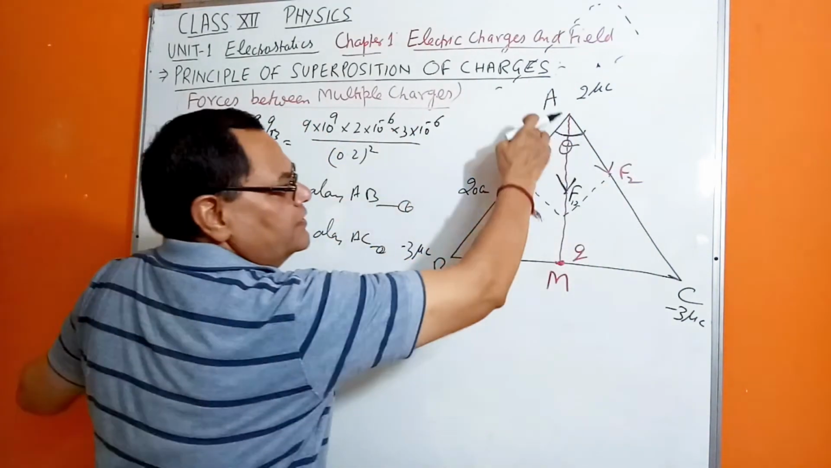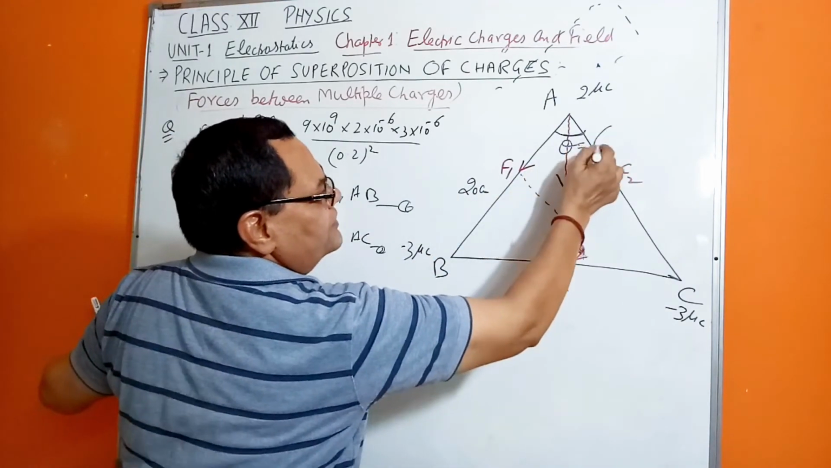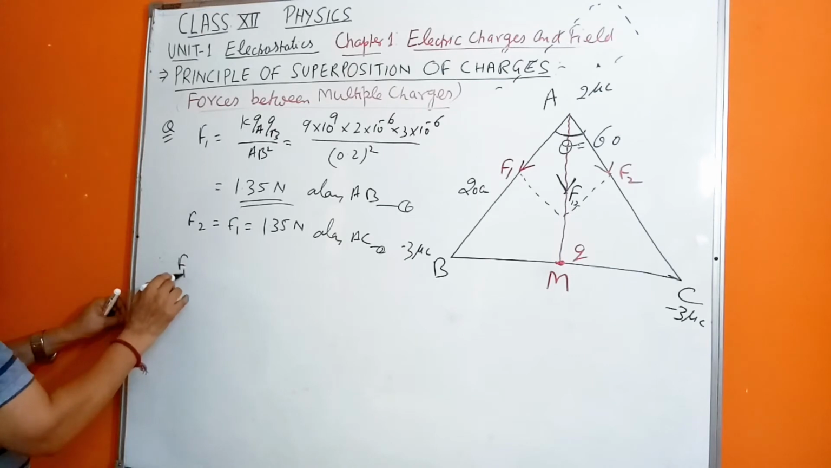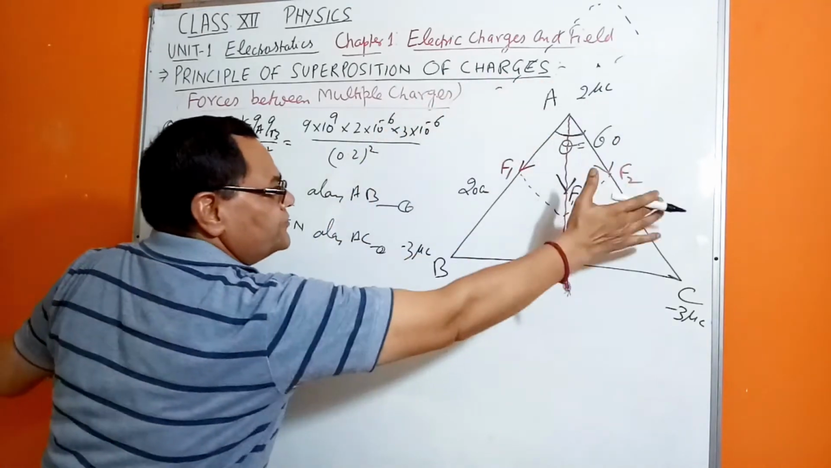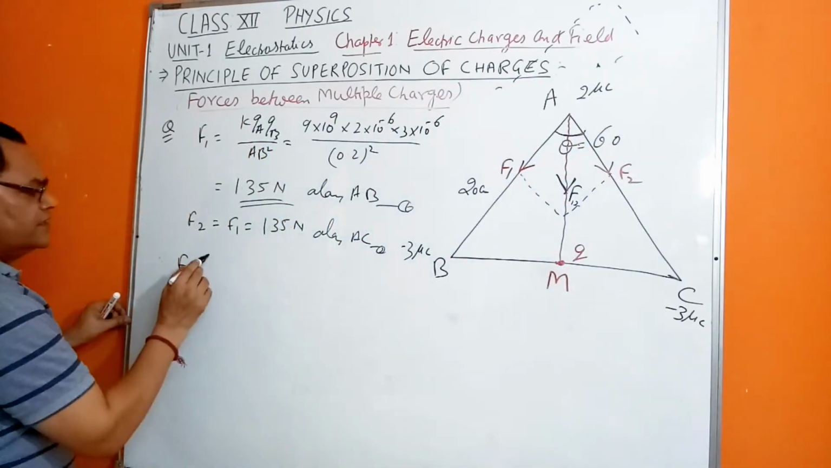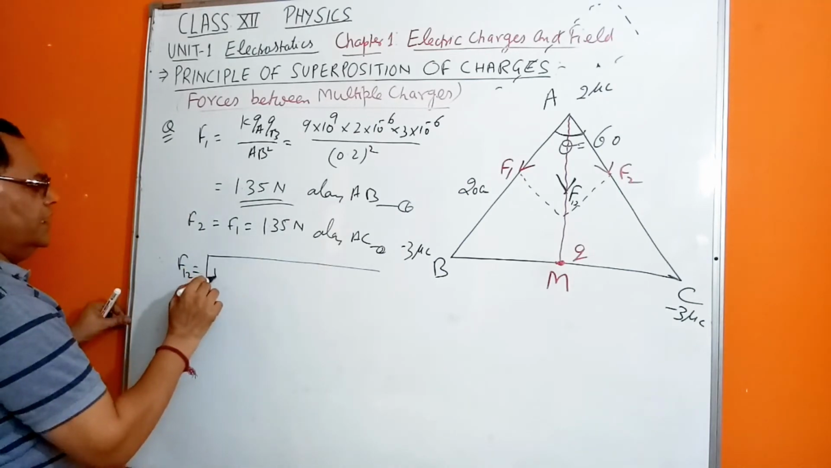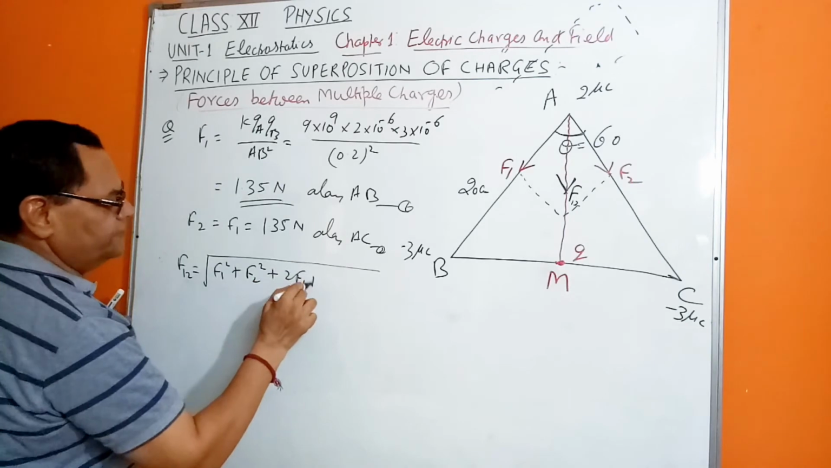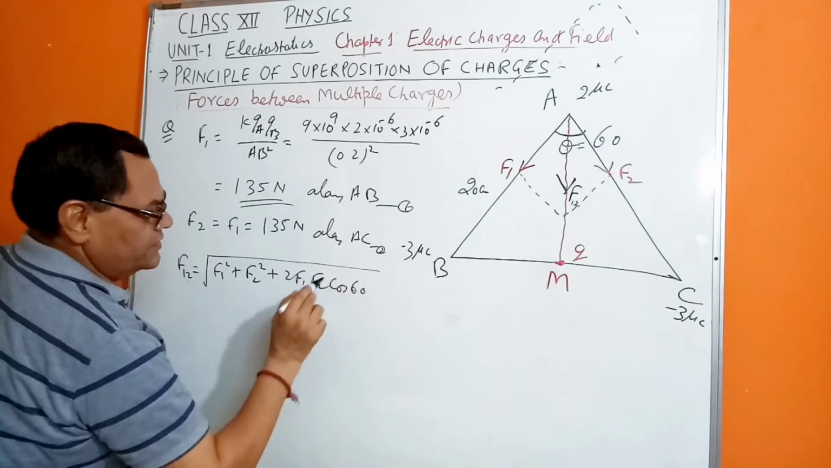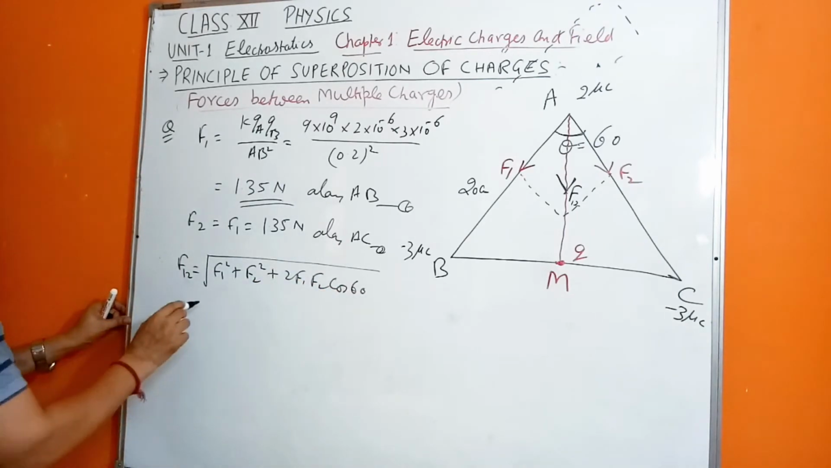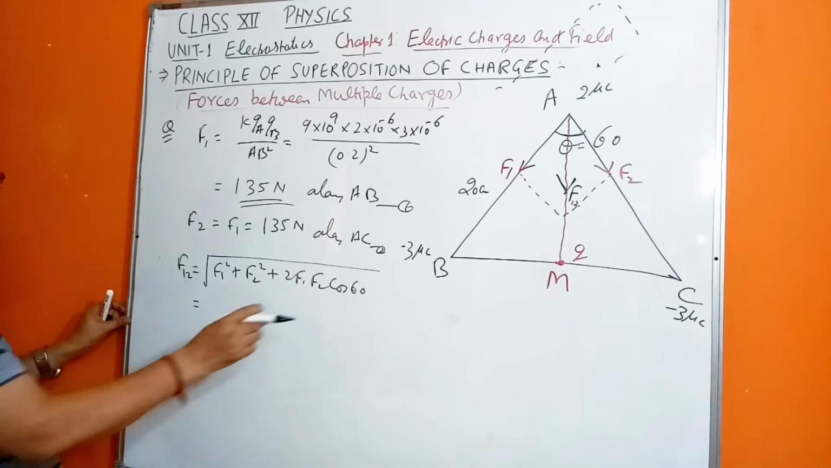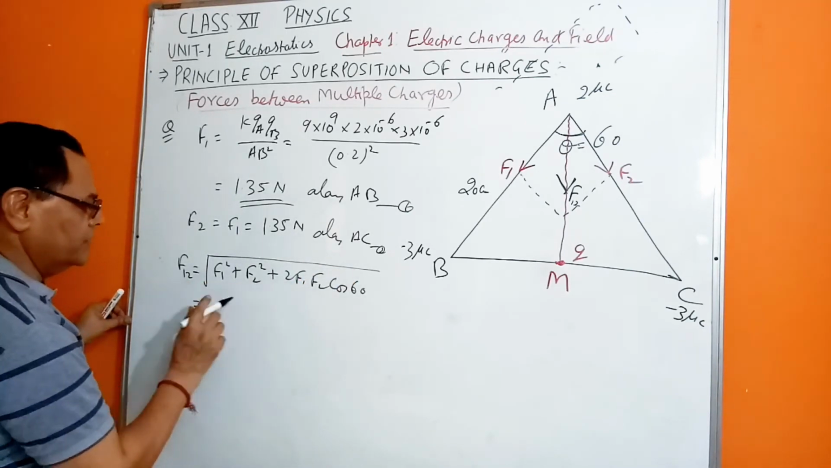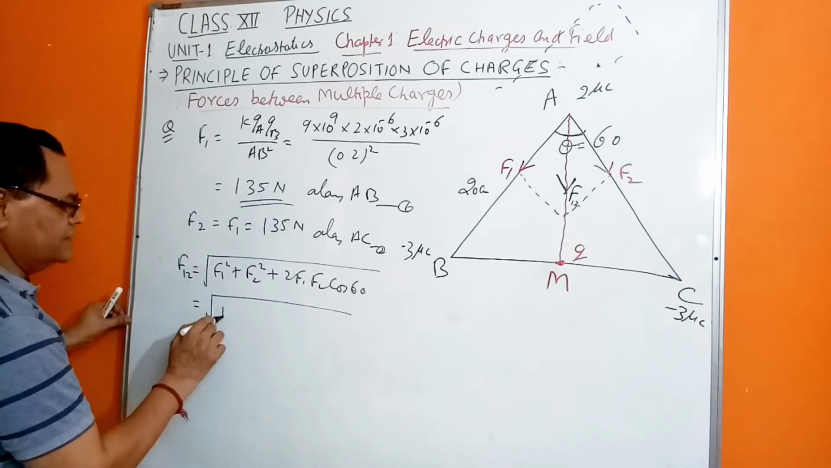How much will be this angle? Being an equilateral triangle, it is 60 degrees. Alright, let's proceed. So therefore F12, meaning the total force at A due to B and C, is F1 square plus F2 square plus 2F1 F2 cos of 60. When you do this, cos 60 is how much? Half. And these forces are equal, so easy.